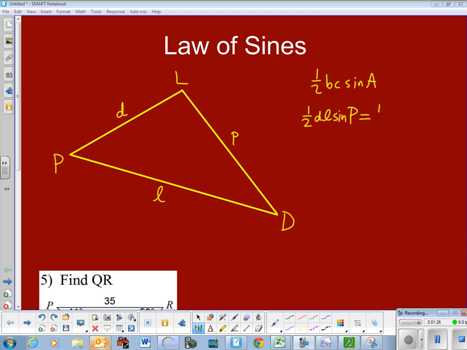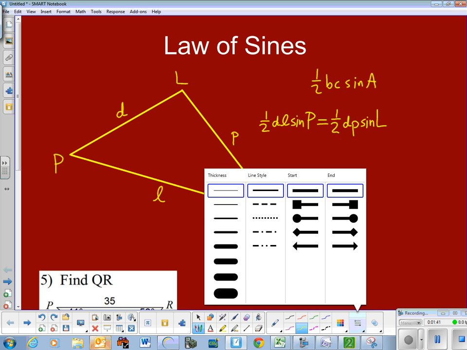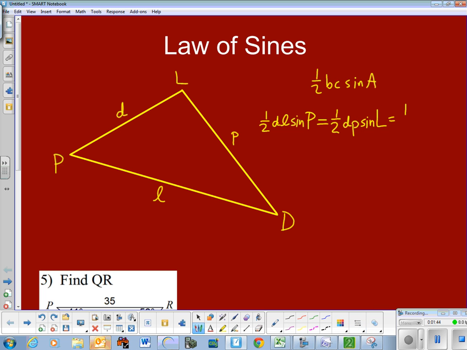So I could say that's the same as 1/2 dp sine L, because the area is the same no matter which one I use. And then I can also do it the third way and do 1/2 pl sine D. Depending on which info was given, we could have three expressions for the area, all using the same formula, as long as the angle you use is not the same letter as the two sides. Angle D needs to go with sides p and l, and then the other two versions of that.